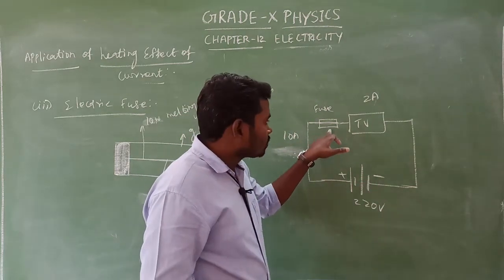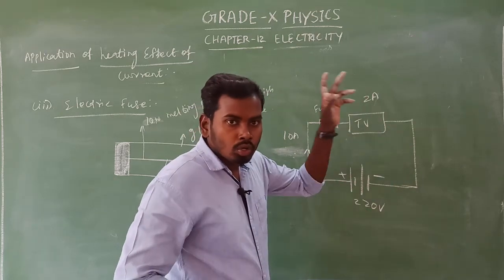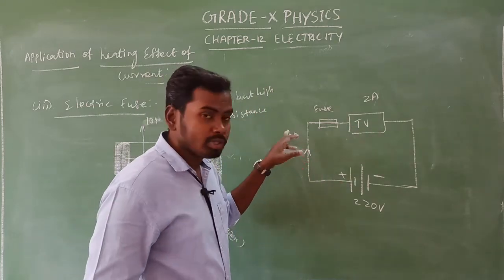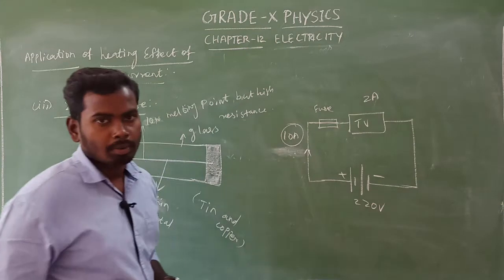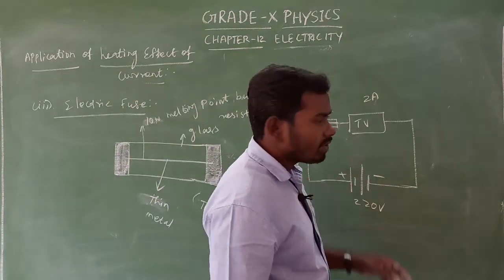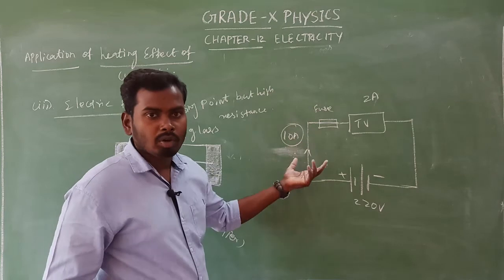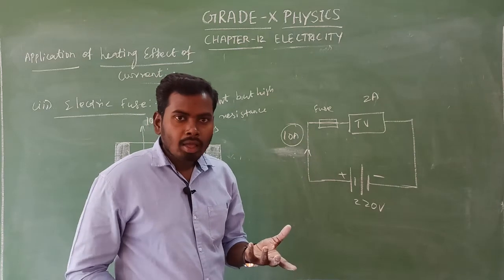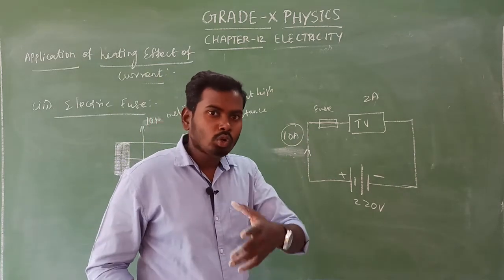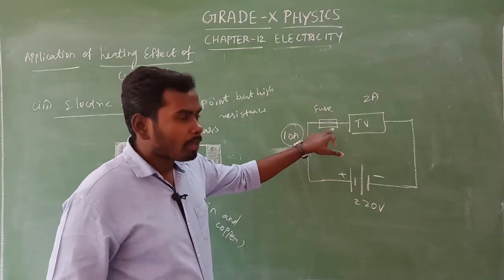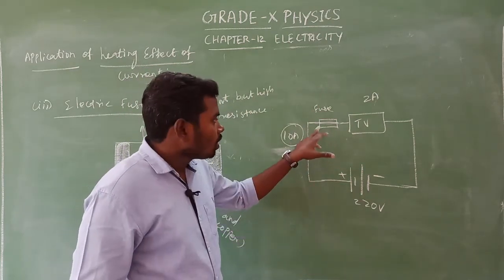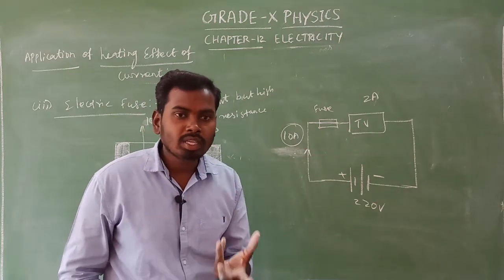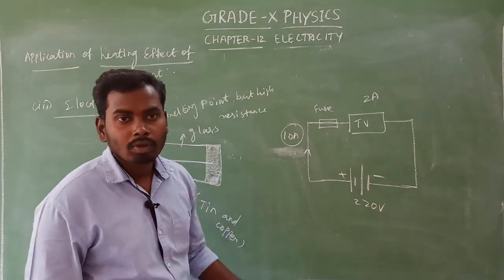So this fuse breaks the entire circuit, due to which the TV does not consume the maximum current, because the TV requires just 2 ampere current. If you allow the maximum amount of current, what will happen? The fuse consumes the current for 10 ampere and produces more and more heat. Due to that high heat, the thin wire present in the fuse breaks. So the entire circuit breaks, and the TV does not consume the high amount of current.